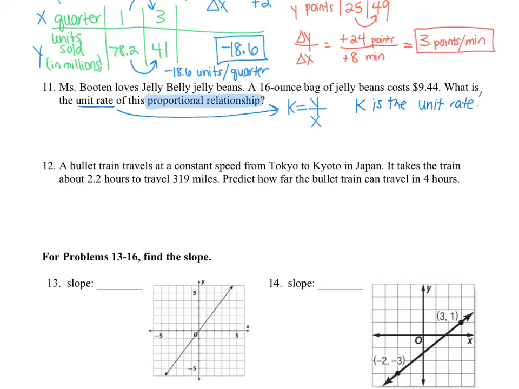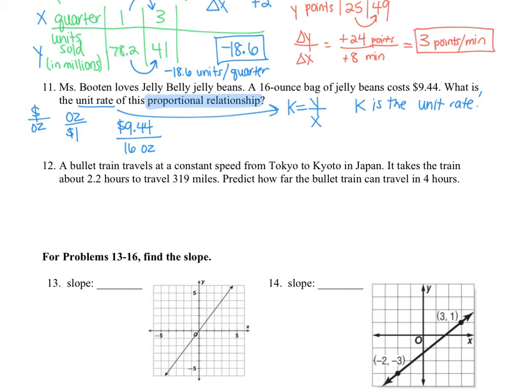So which one of these is x and which one is y? Well, does it make sense to know how many dollars per ounce or how many ounces per dollar? It's how many dollars per ounce. So we're going to take the amount of money it costs, $9.44, and divide that by the number of ounces I get for that price.